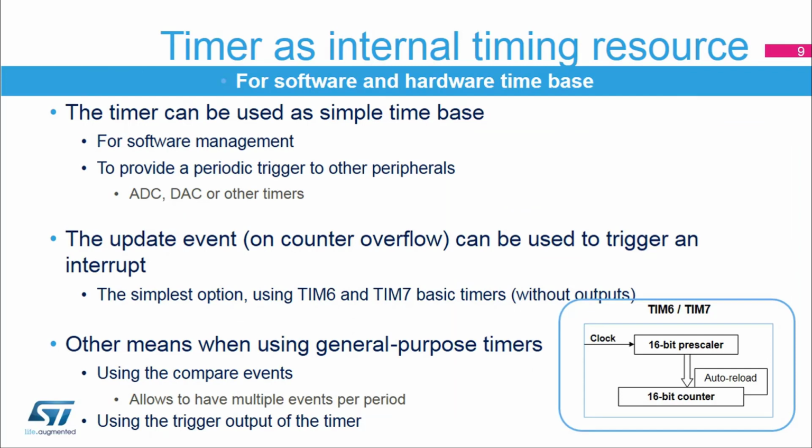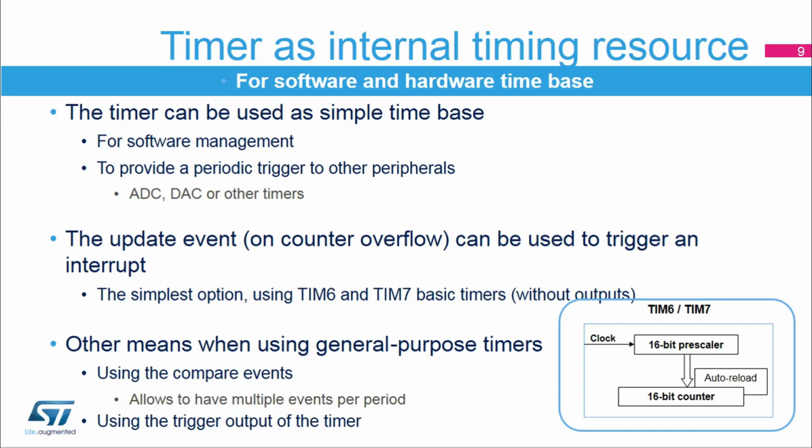The simplest use case for a timer is to provide an internal time base. This is commonly used by software routines, either to provide periodic interrupts or single-shot timeout protection. The timer can also provide periodic triggers to other on-chip peripherals, such as the ADC, DAC, and other timers. The update event from the timer, typically on counter overflow, is the usual means to have a software time base interrupt or to trigger a periodic event.